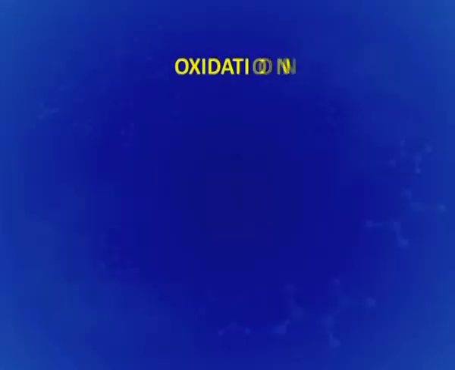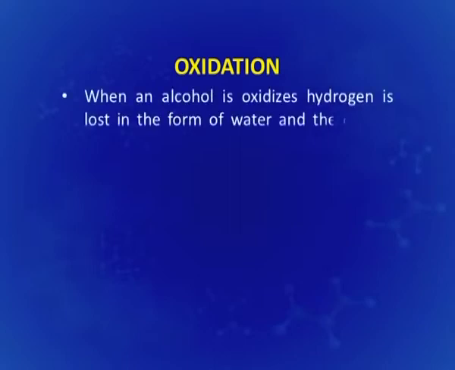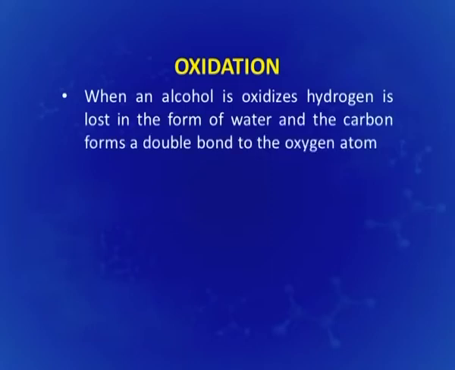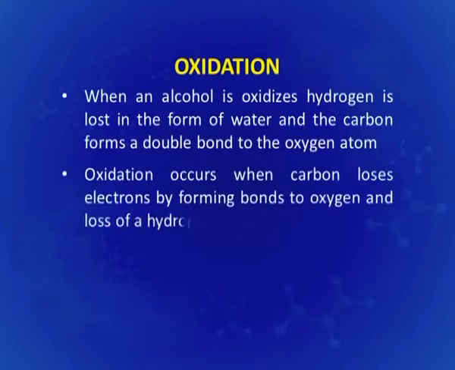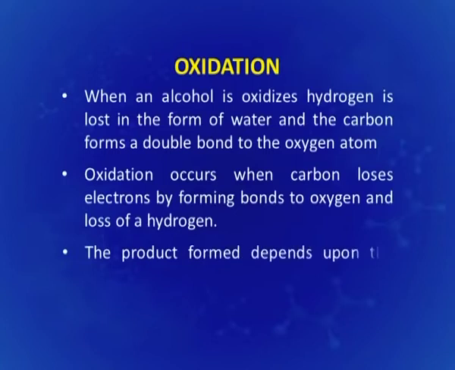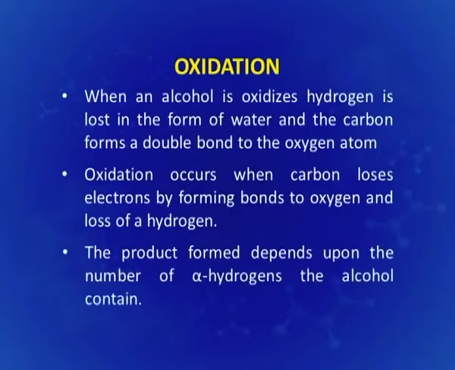And basically these are the main important characteristic features of oxidation. When an alcohol is oxidized, hydrogen is lost in the form of water and the carbon forms a double bond to the oxygen atom. Oxidation occurs when carbon loses electrons by forming bonds to oxygen and losing a hydrogen. And the third one is that the product formed depends upon the number of hydrogens the alcohol contains.